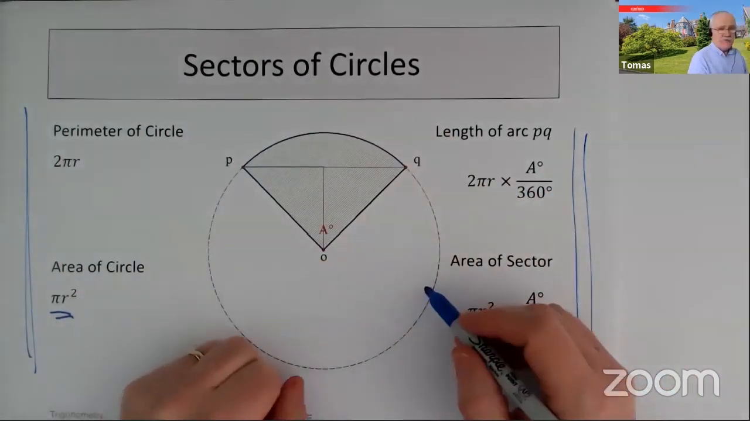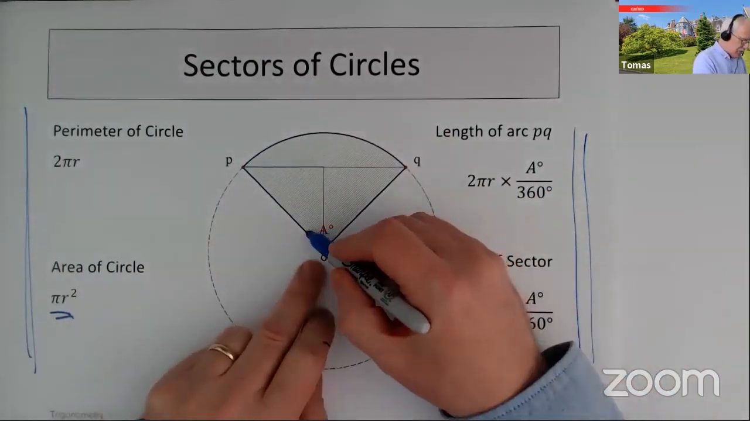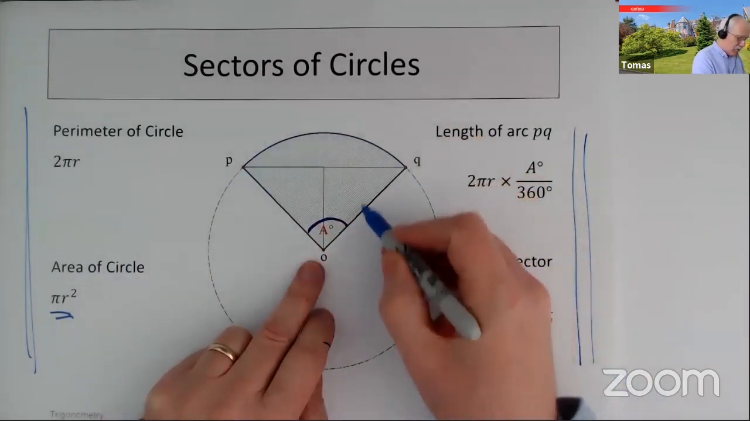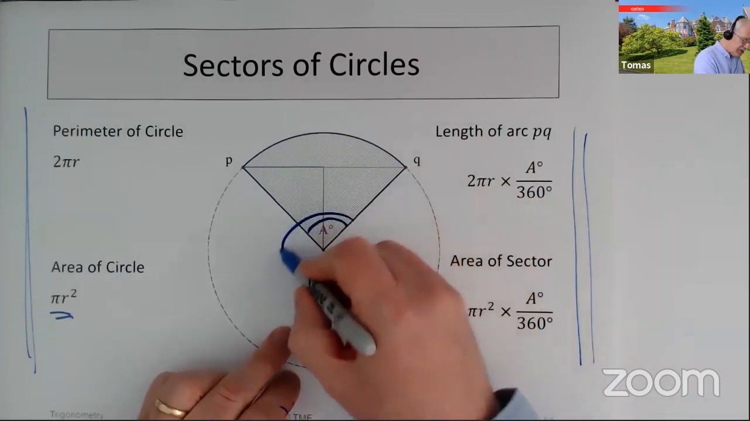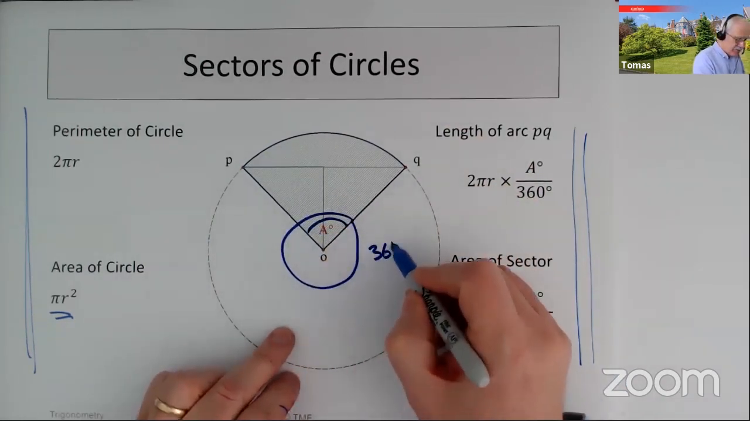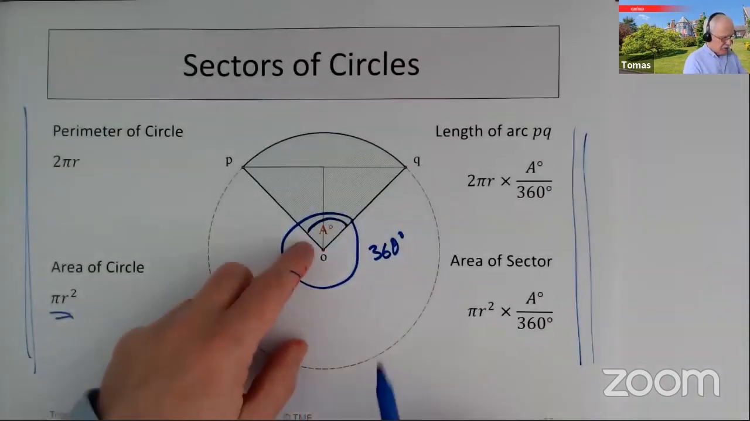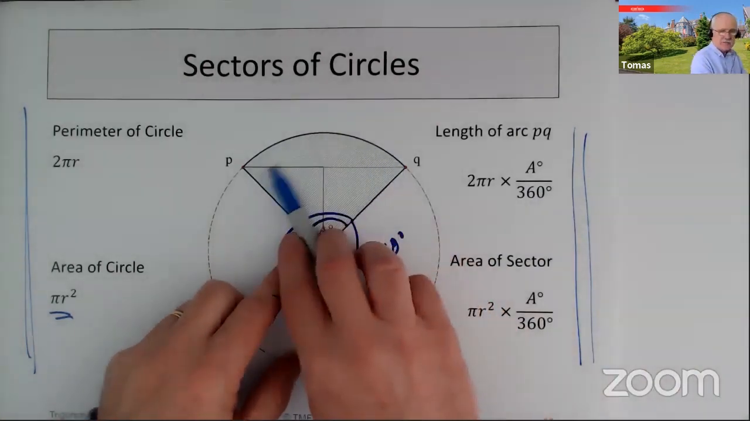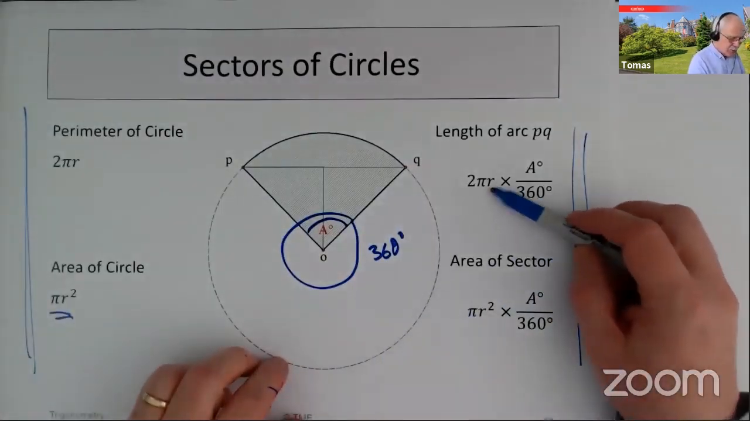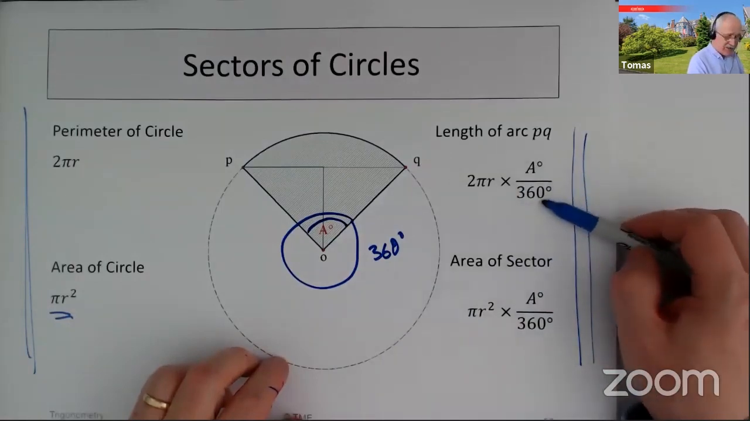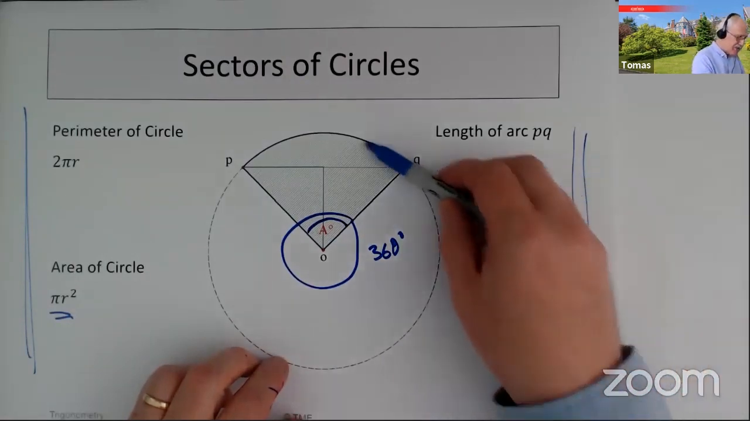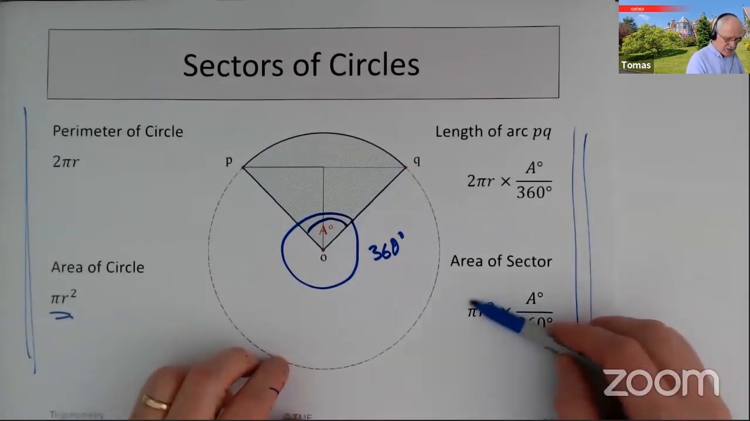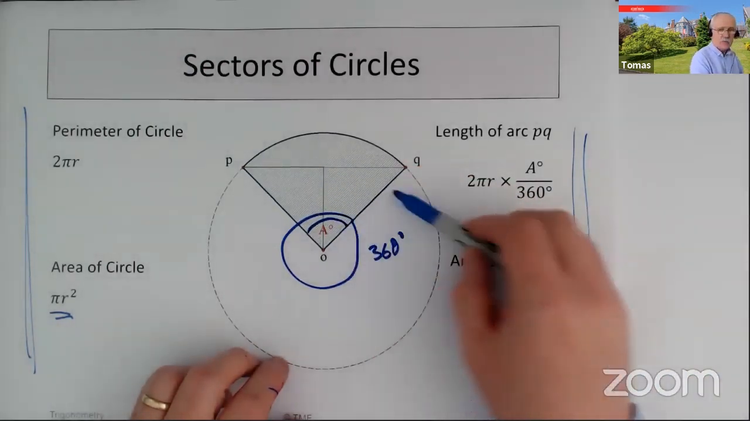Now, if you don't go around the full circle, and let's say this was only the angle A, the length you're going around is only a certain amount. In a full circle, you've actually got 360 degrees. So A over 360 would be the fraction of the circle that's in green there. So 2 pi r times A over 360 would tell us the length of that piece. And A over 360 times pi r squared would tell us the area of that piece.